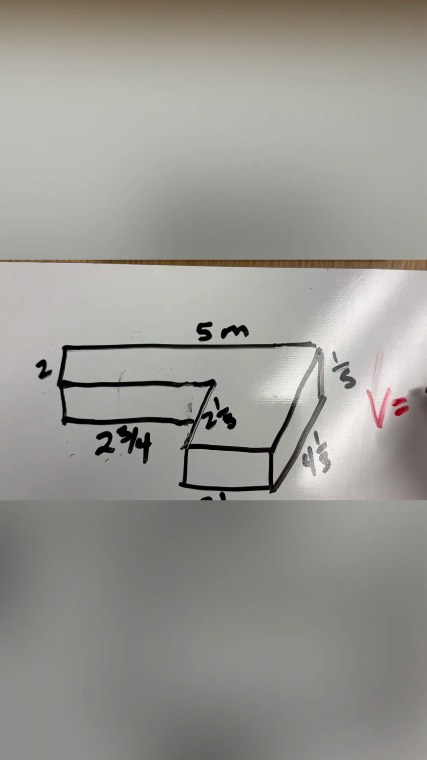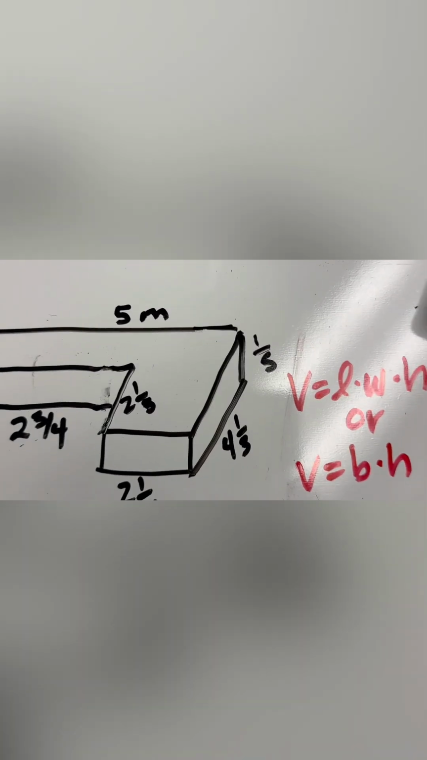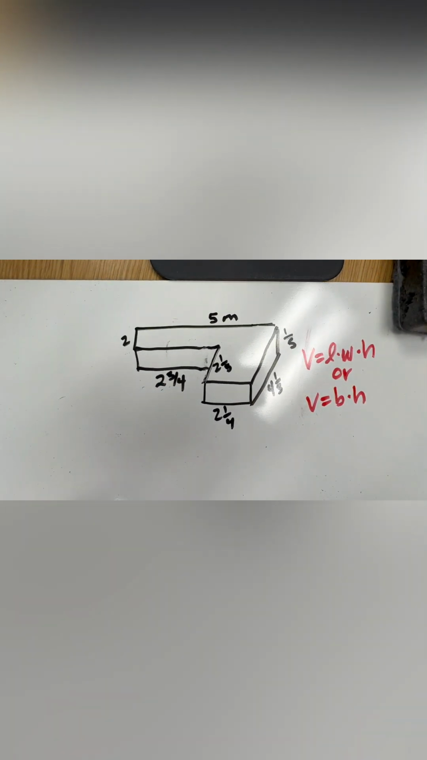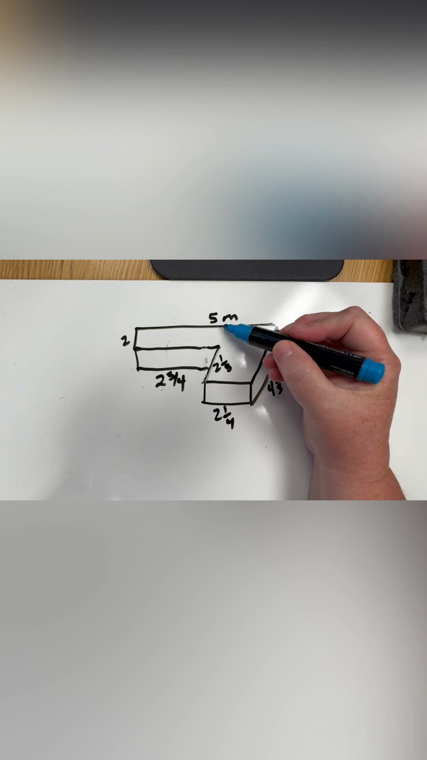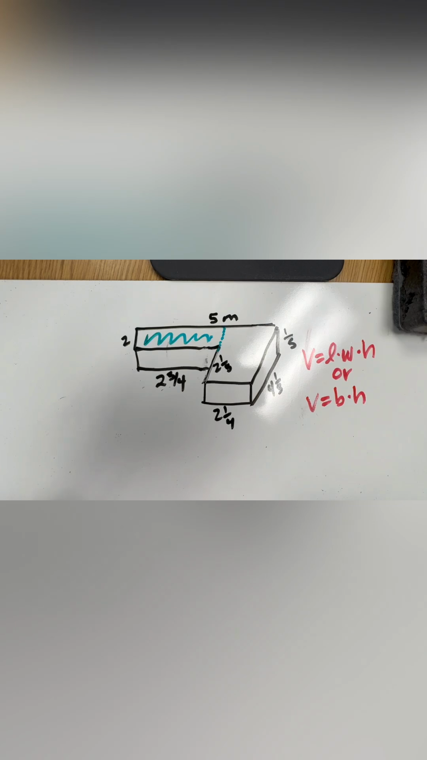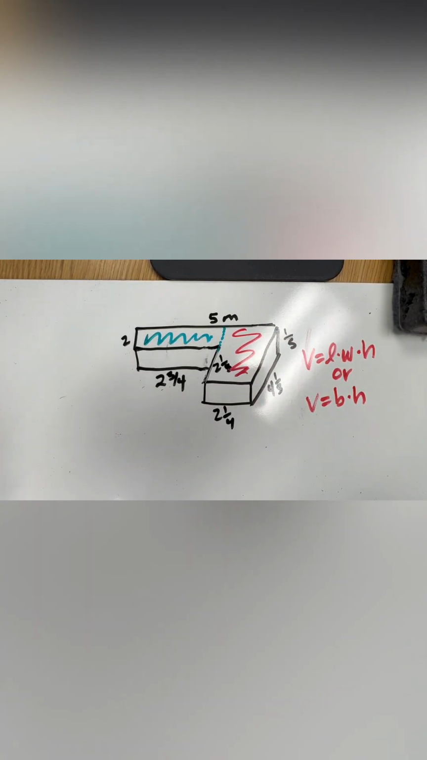Volume is length times width times height, or volume is base times height, whatever you like to do better. So what if we decide that we want to cut off this little area here, and I want to figure out the volume here and then the volume for this piece to just help myself. So what would I need to do to make that happen? Talk with your partners real quick.